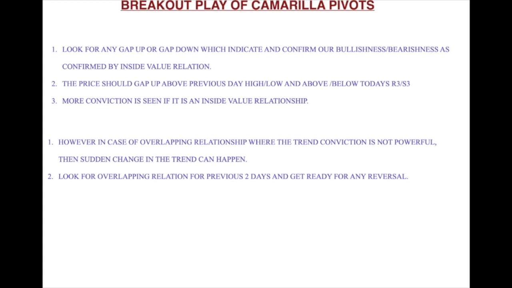Now, in case of an overlapping relationship, you have to consider this point as very important. In an overlapping relationship, the trend conviction is not powerful. I have already told you, whenever there is an overlap, the trend will not be good. It will be mildly bullish or mildly bearish. So in that case, trend changes can happen very fast. So look for overlapping relationships for the previous 2 days and get ready for any reversal trade.